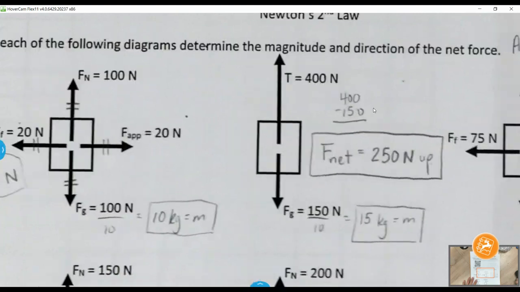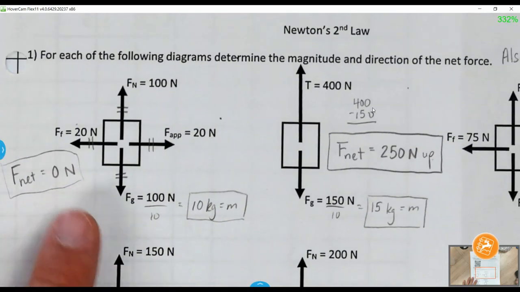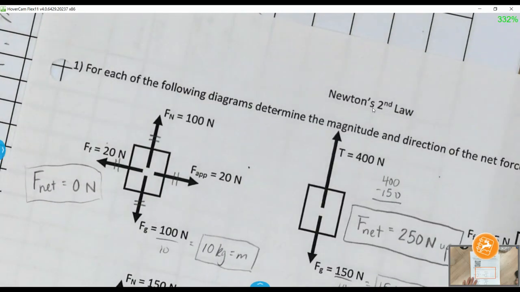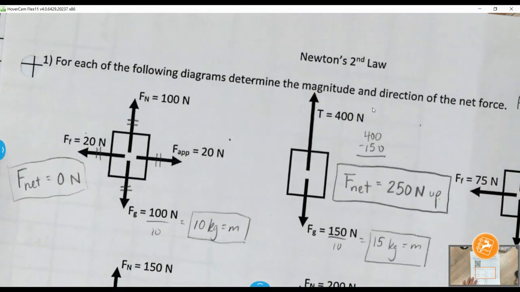So for the first one, do you put balance? You can just put F net as 0. If it's 0, then you don't need a direction. That's a good question. Very good question.